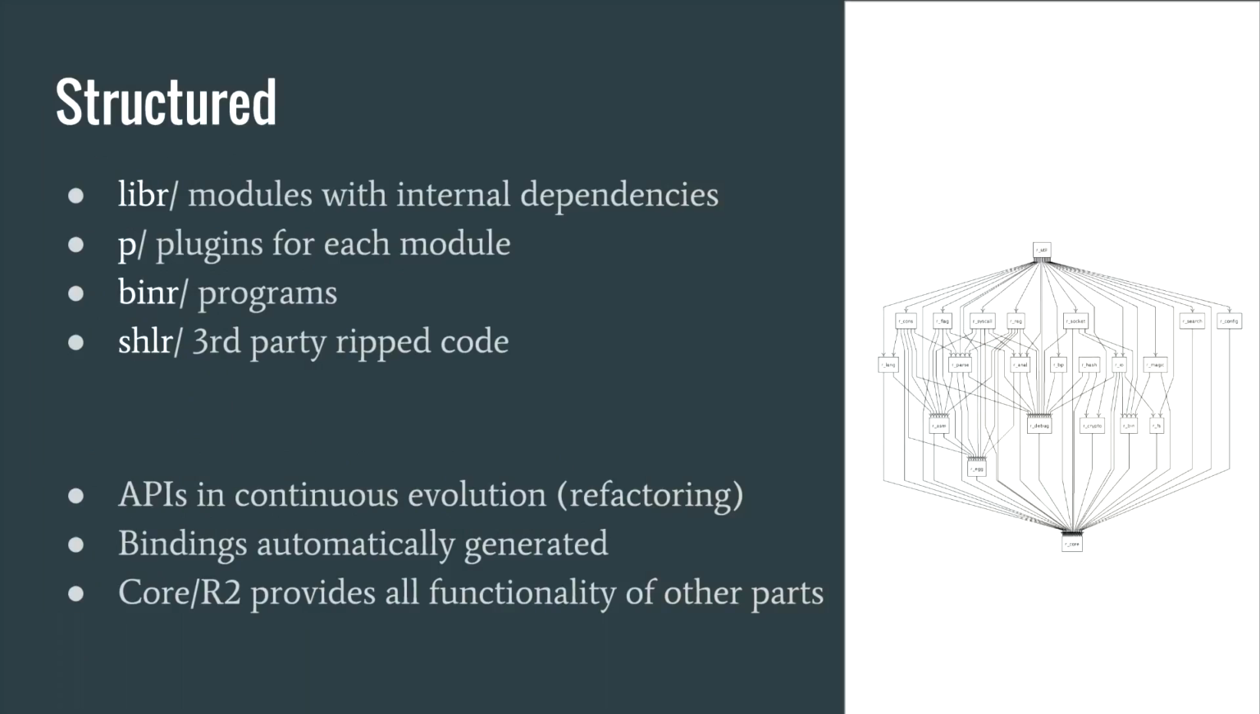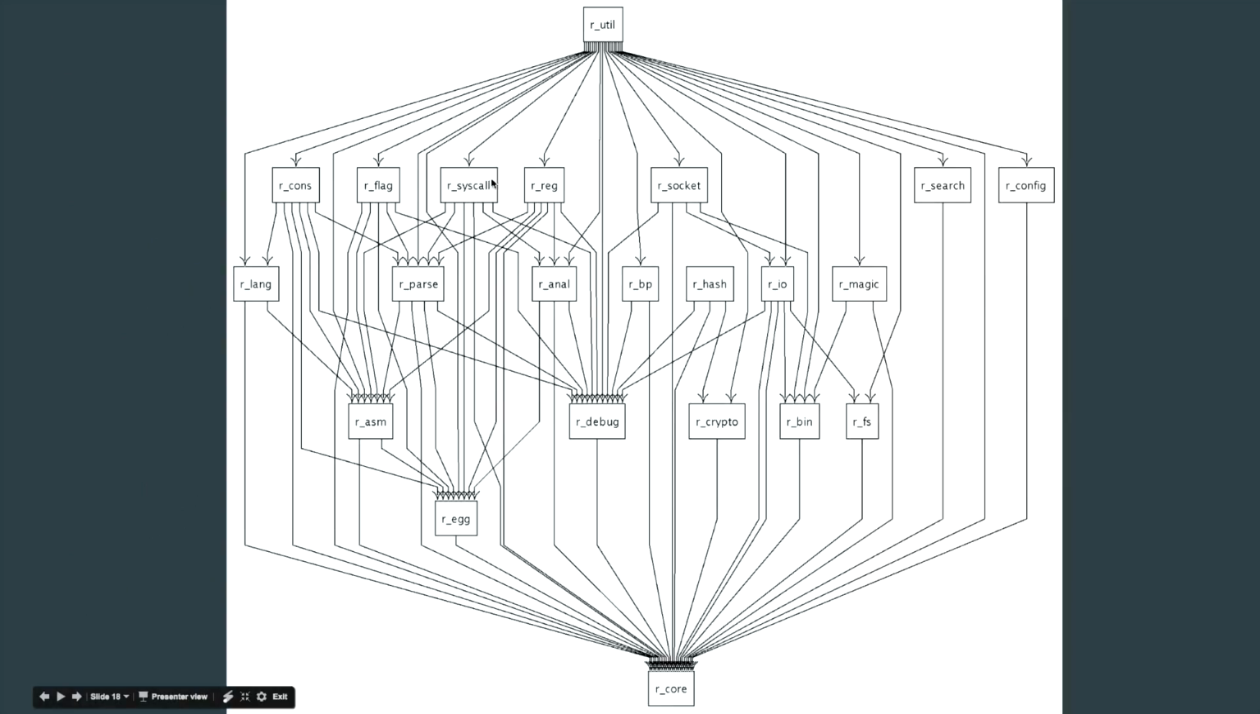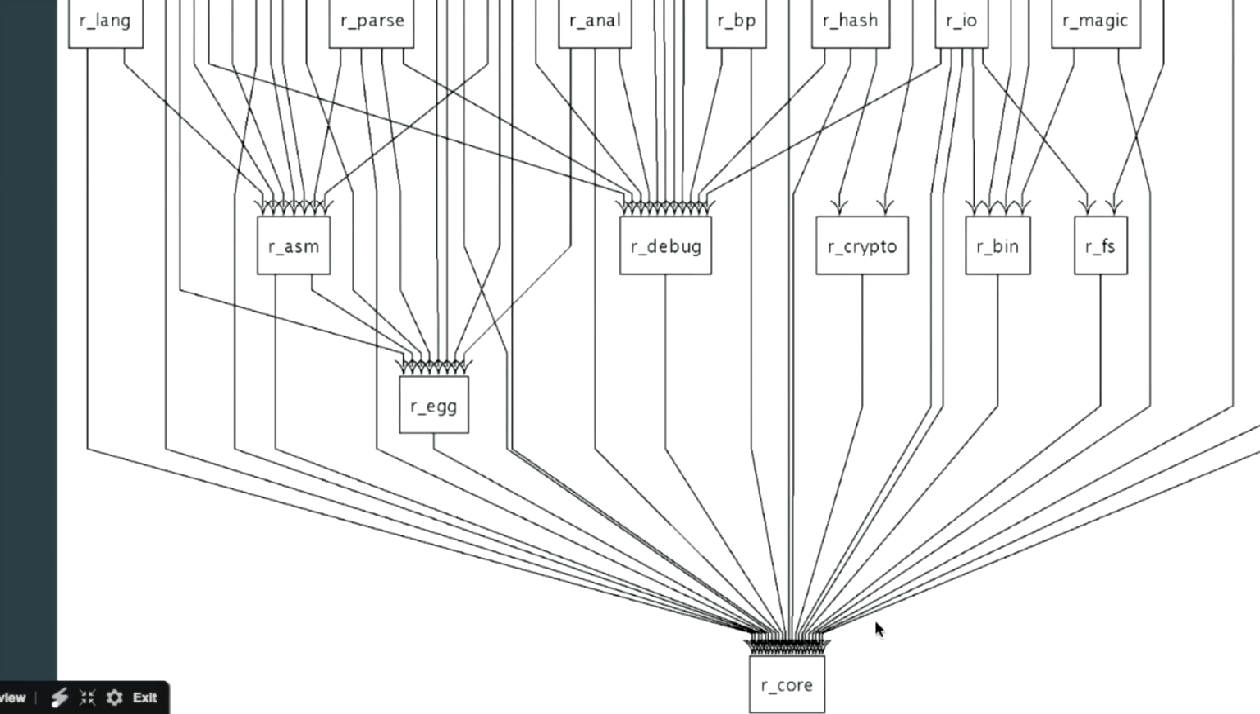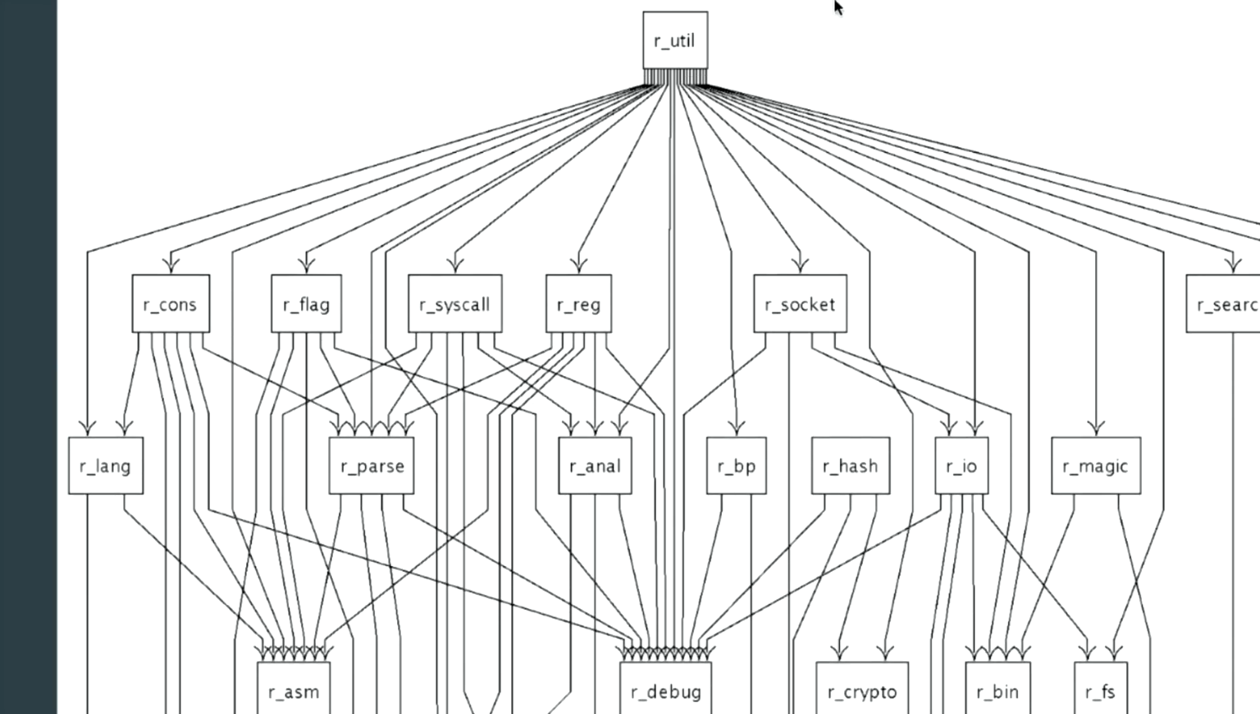Radare2 is structured into different modules. There is a libr directory, which contains all the different modules. There are libraries. We can see them in here. There is a core, which links against all the other libraries. And each other library is linking against other ones. And rutil is the basic library on top of libc.